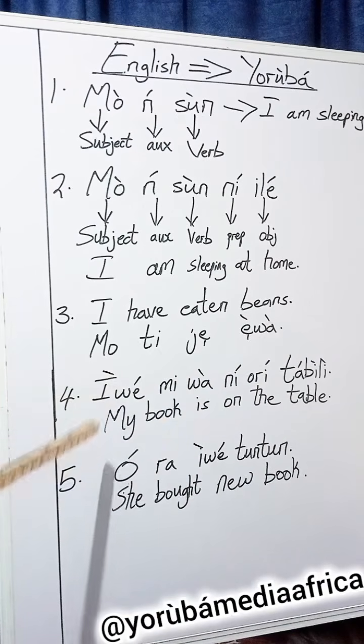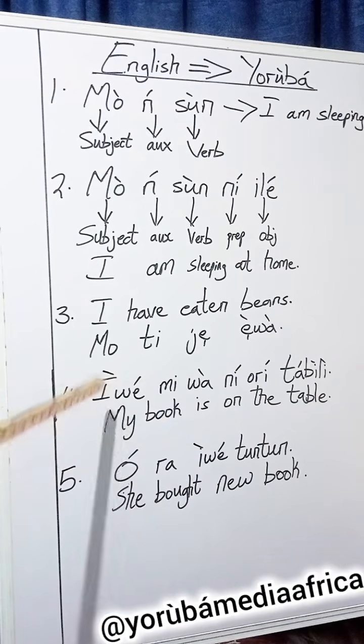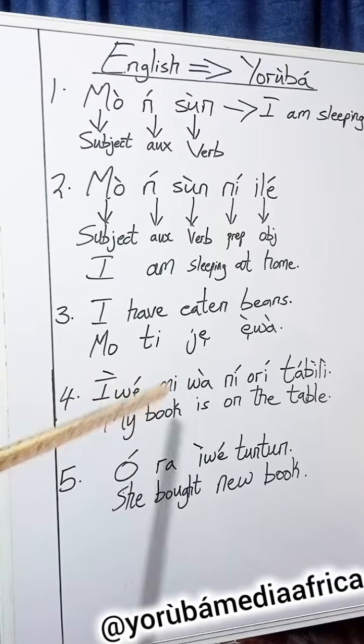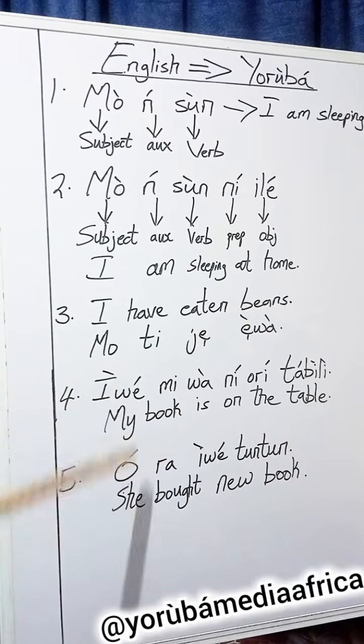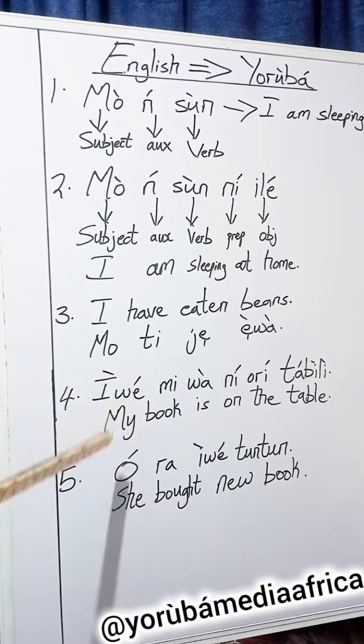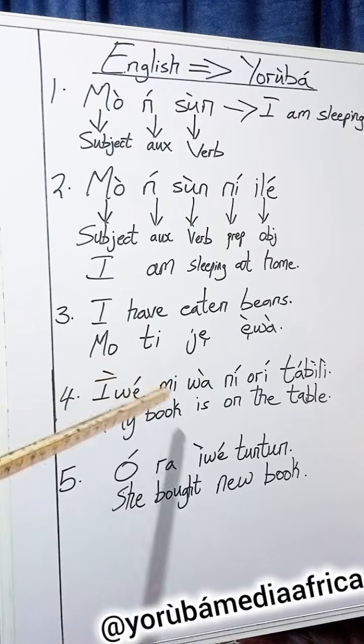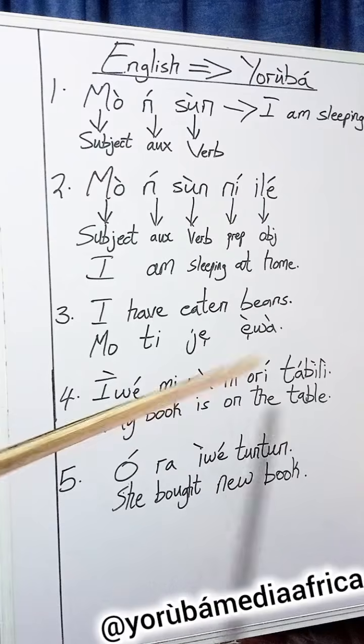It could also be, let's say you want to say your book. You are going to say ìwé rẹ wà ní orí tábìlì. If you want to say that book, that's going to be ìwé yẹn in Yoruba, saying book that. Ìwé yẹn wà ní orí tábìlì.